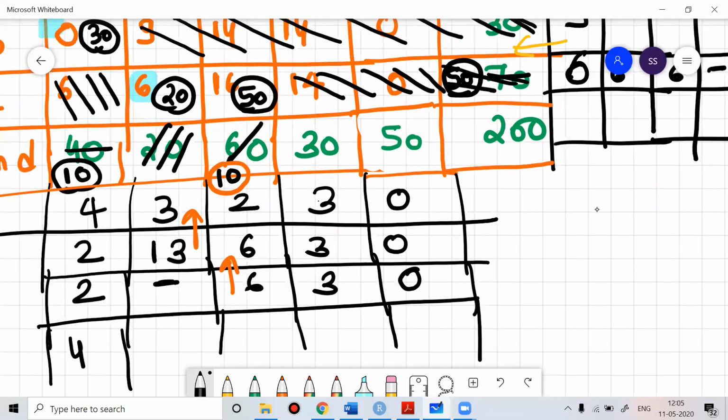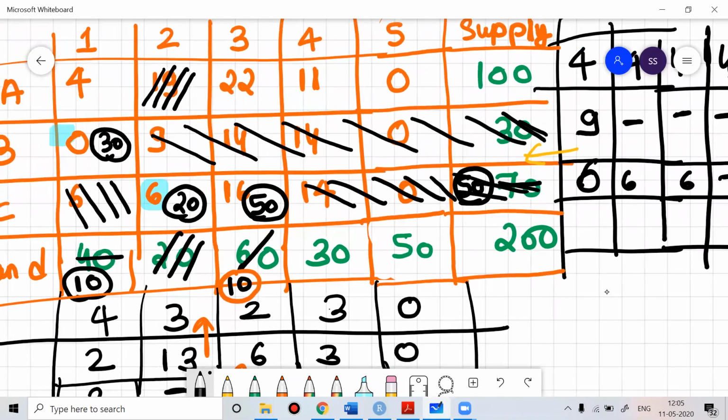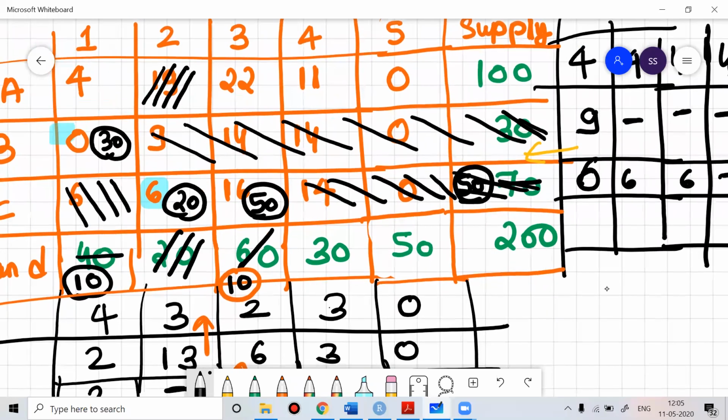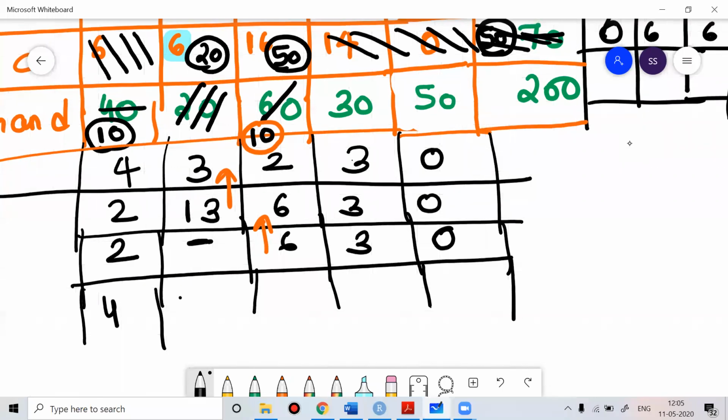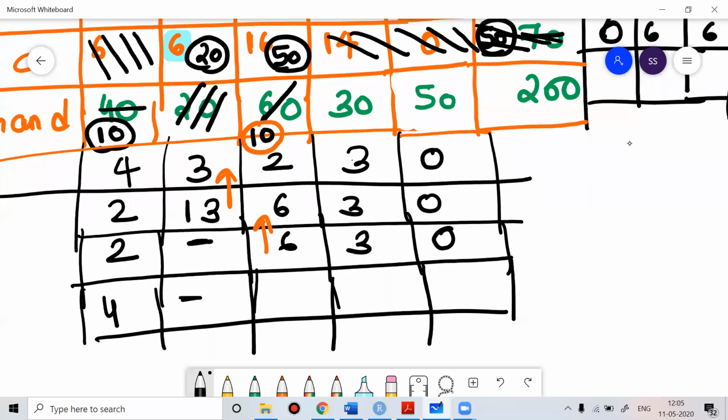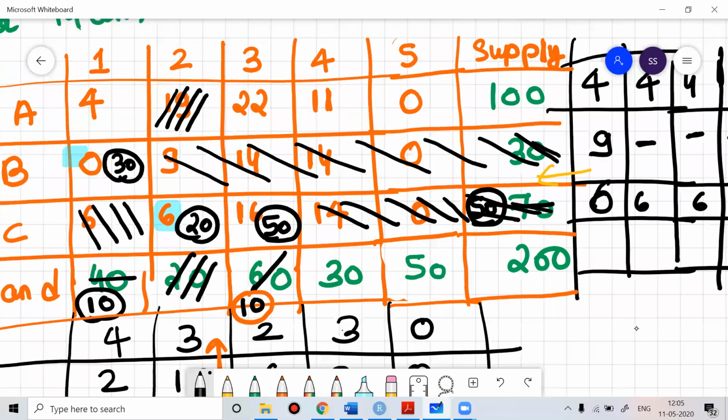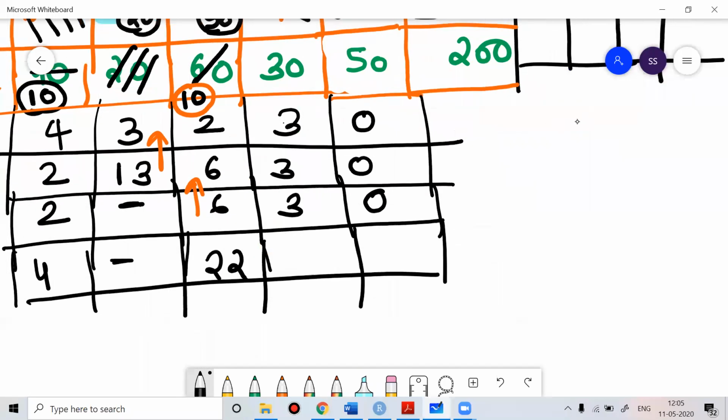Then for the second column, everything is done. Now for the third column, only one value is left, called 22. For the fourth column, only one value is left, 11. And for the fifth column, it is 0. So out of all the differences, the greatest one is 22.